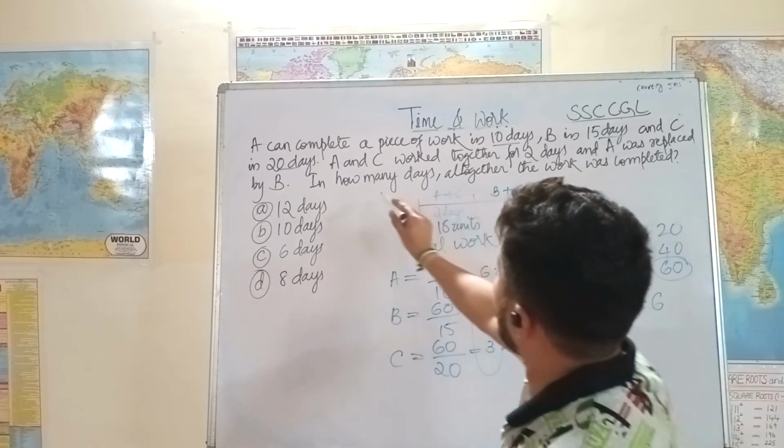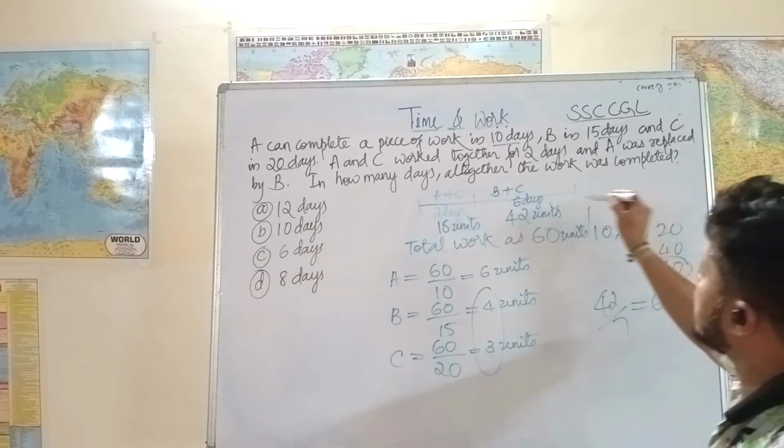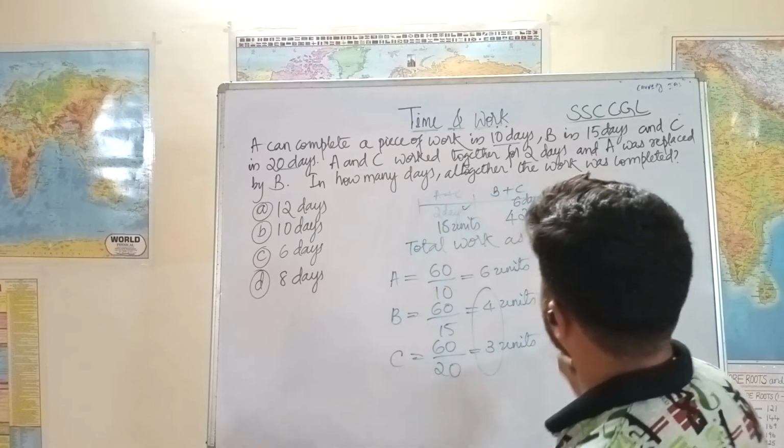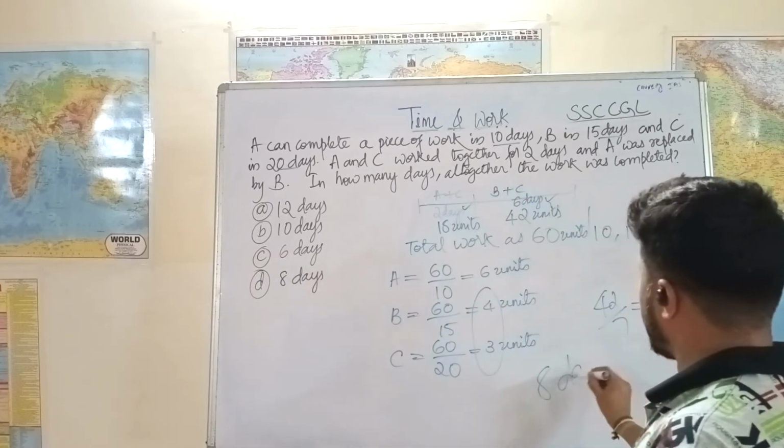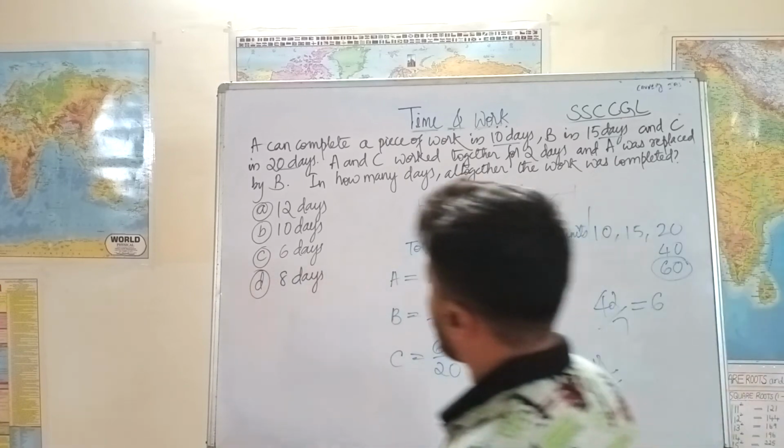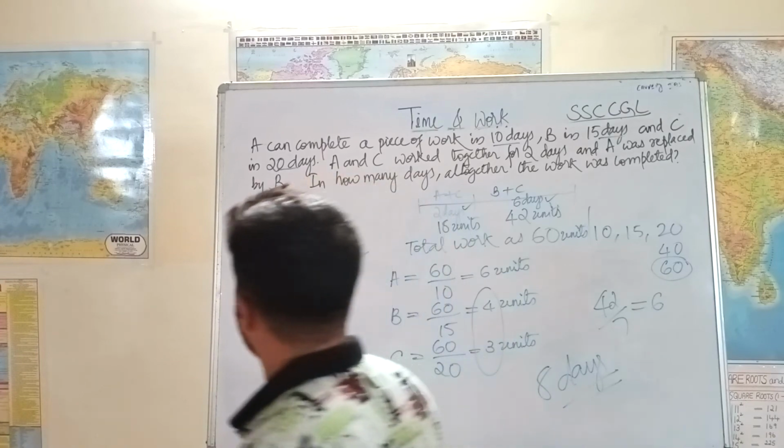So total altogether, how many days was the work completed? 6 days plus 2 days is 8 days. Okay, so option B, 8 days, is the right answer.